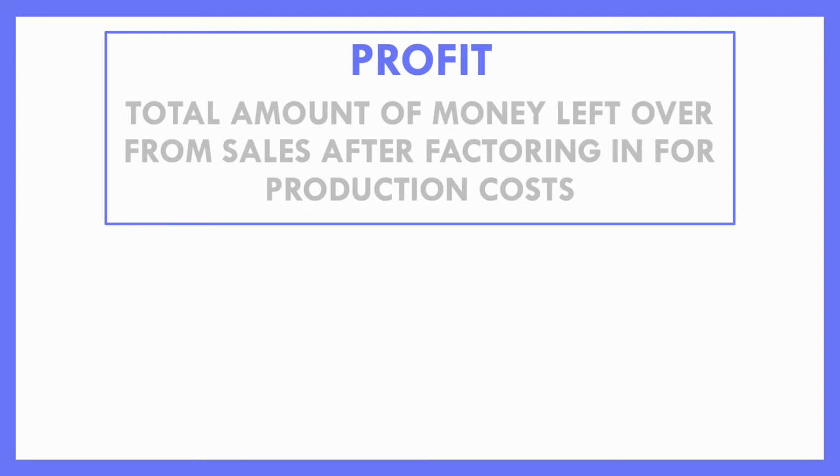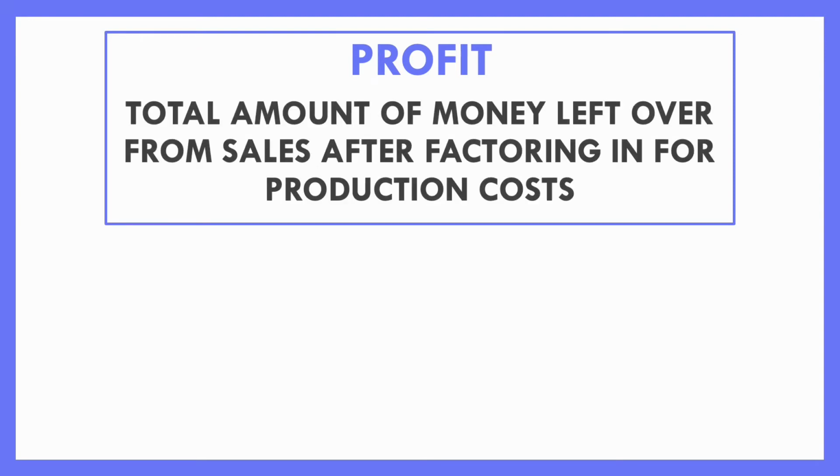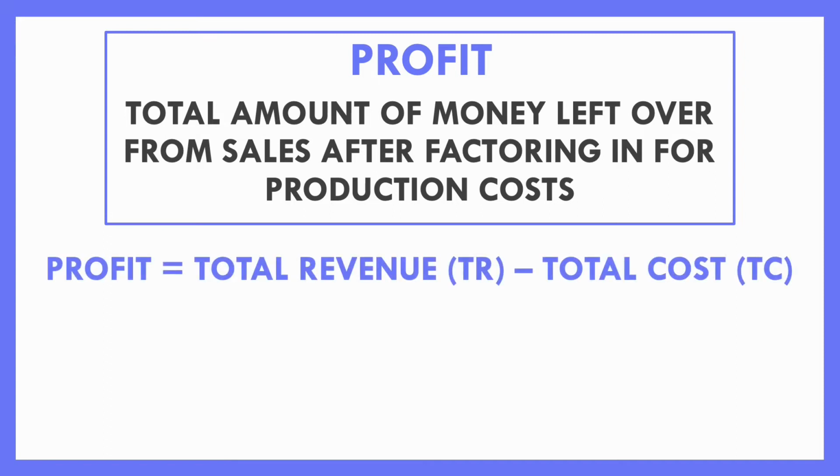But then finally, we have something really important, and that's the idea of profit. And remember, we do need to make sure we can differentiate between total revenue and profit. So profit is the total amount of money that is left over from your sales after factoring in those production costs, right? So we had our revenue. That was the total amount of money that went into our cash register, but we don't necessarily get to keep all that. So our profit is equal to our total revenue minus our total cost, right? Total revenue minus our total cost.